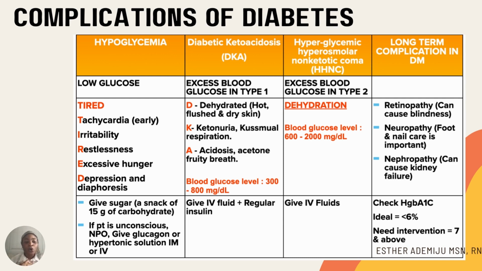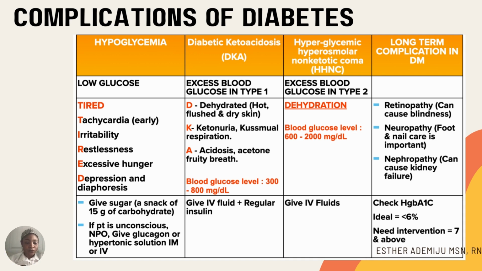K also stands for Kussmaul respiration. It's a type of deep, irregular respiration that these patients have. And then A is for acidosis. They go into metabolic acidosis and they will have acetone, fruity breath. If you stay close to them during this DKA process, their breath smells very fruity. So these are the symptoms you will see in DKA. Also, you can expect your blood sugar level to be about 300 to 800. Yeah, it's up there.